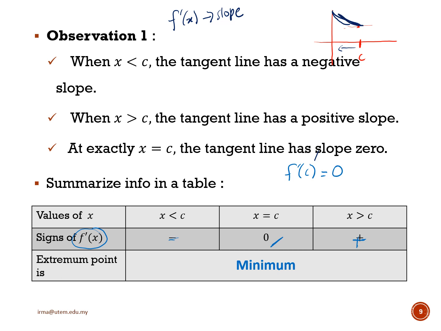So when x is less than c, you have the negative slope, and meanwhile for x greater than c, you have the positive slope. So positive slope, something like this. That's why you will have this point as the minimum point.